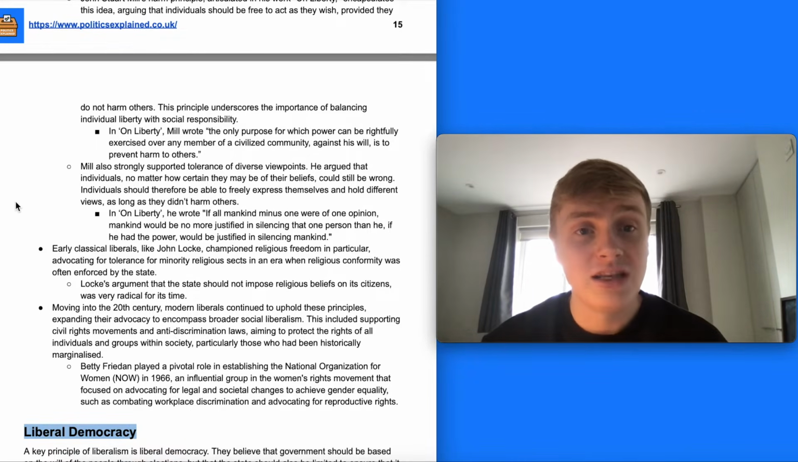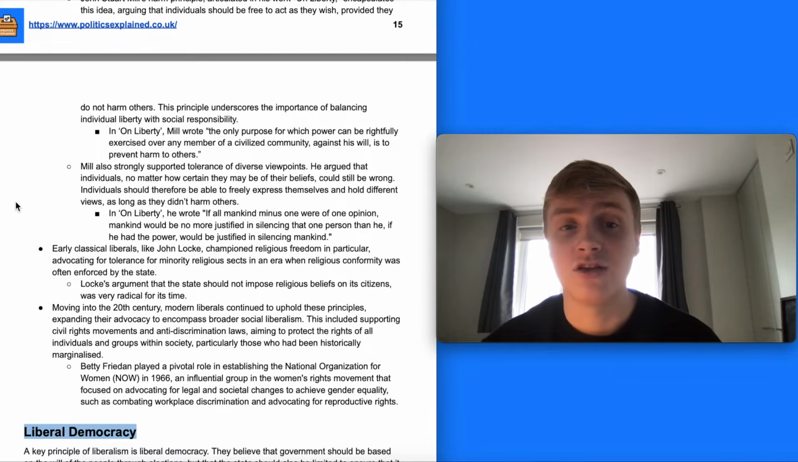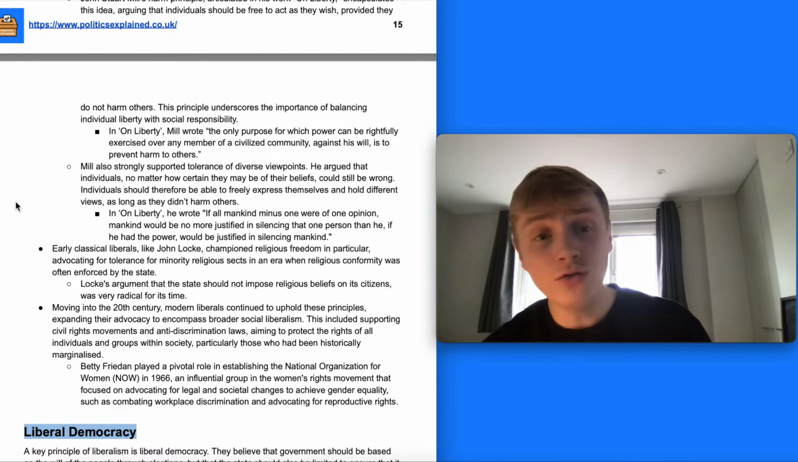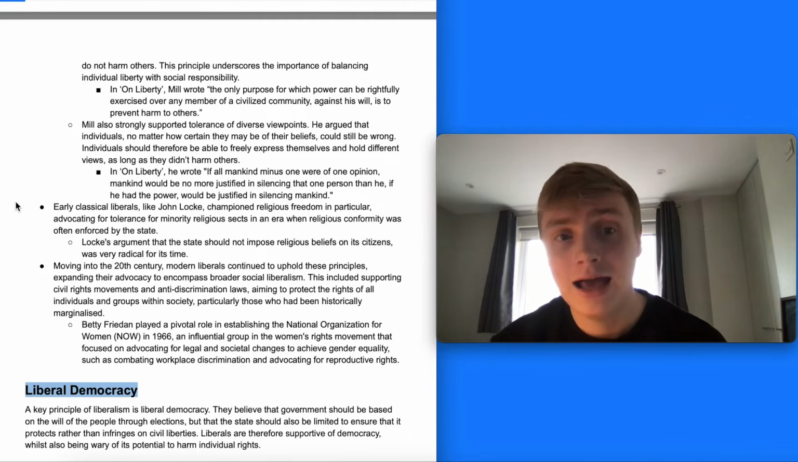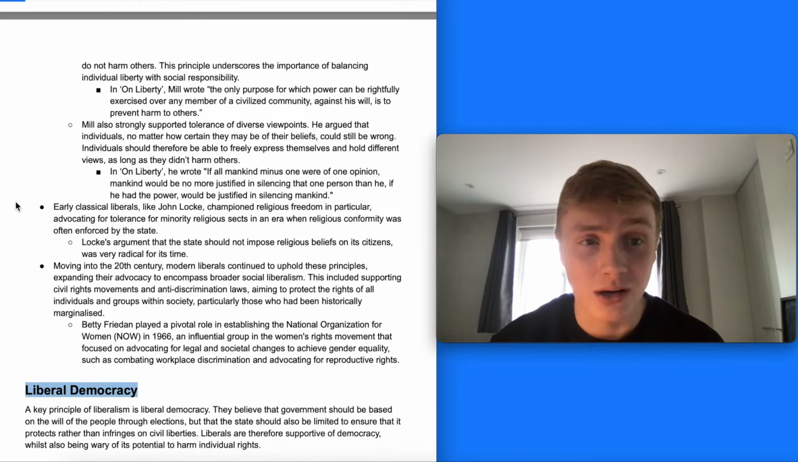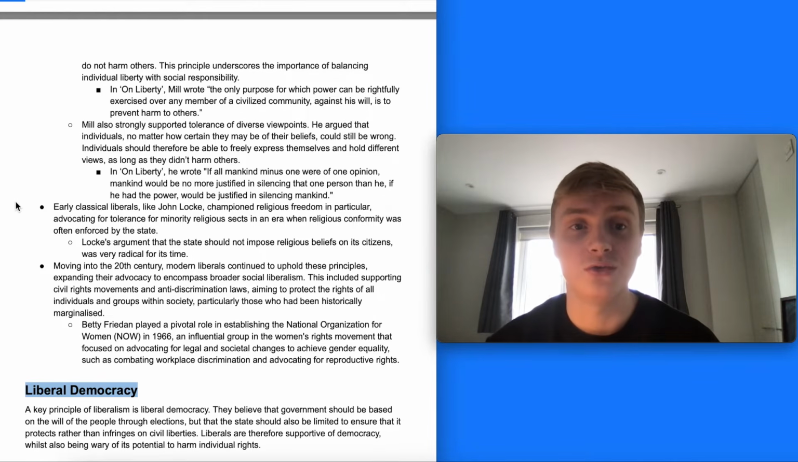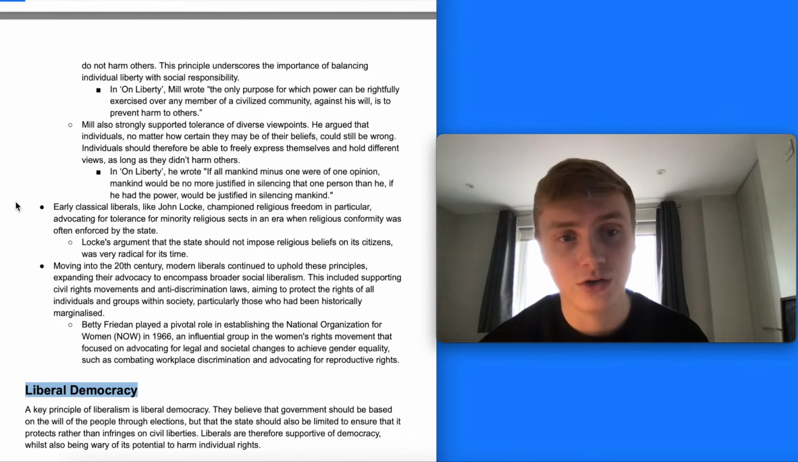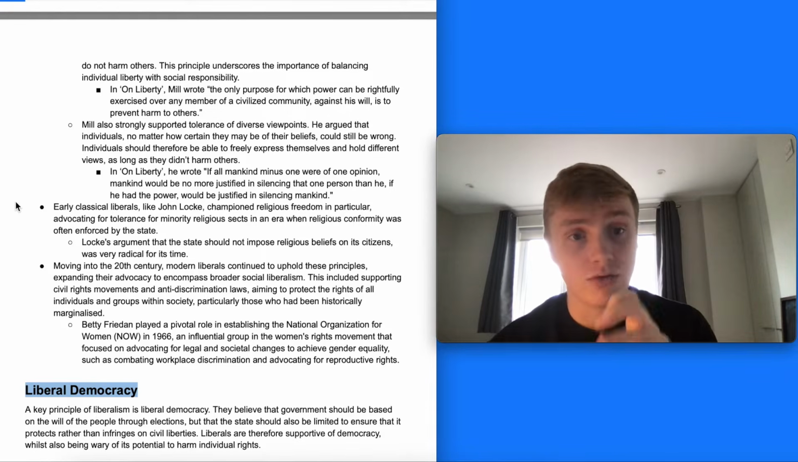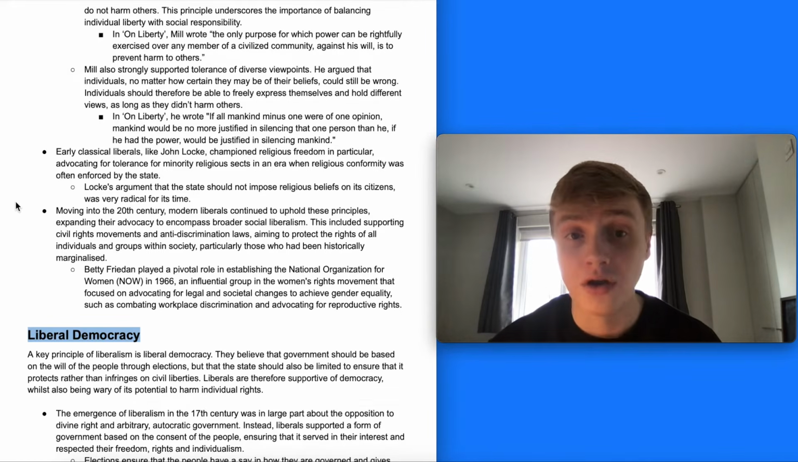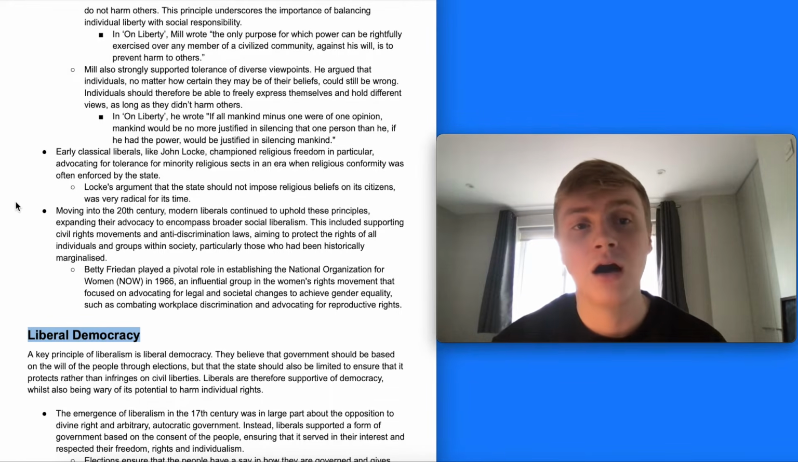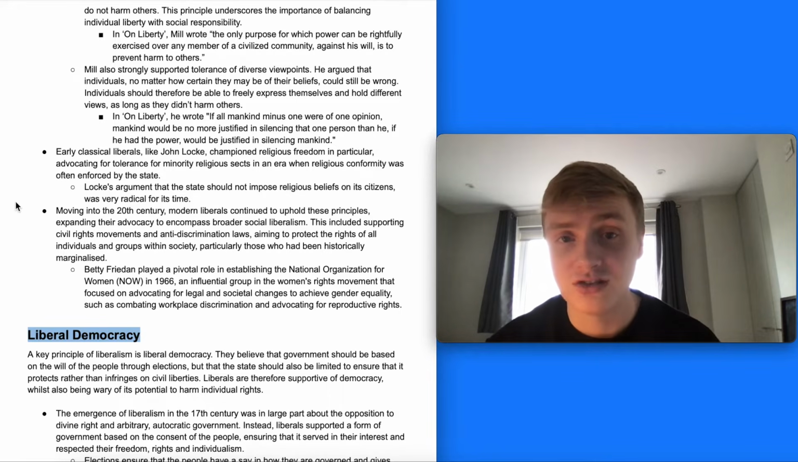And he wrote in On Liberty, the only purpose for which power can be rightfully exercised over any member of a civilized community against his will is to prevent harm to others. And he also strongly supported tolerance of diverse viewpoints, arguing that individuals, no matter how certain they may be of their beliefs, can still be wrong. And therefore, all individuals should be able to freely express themselves and hold different views as long as they don't harm others. I think there's a really good quote which demonstrates his view, where he says, if all mankind minus one were of one opinion, mankind would be no more justified in silencing that one person than he, if he had the power, would be justified in silencing mankind.